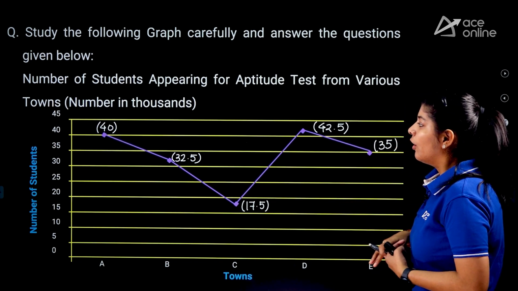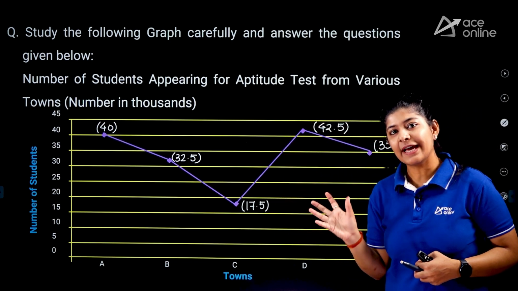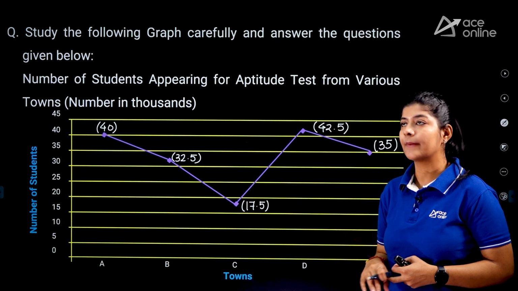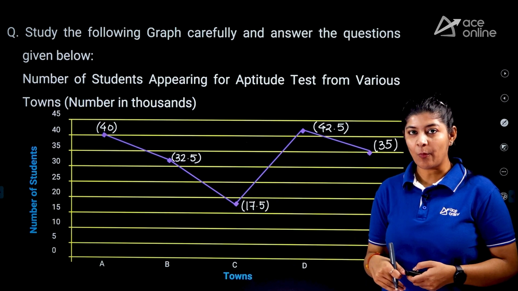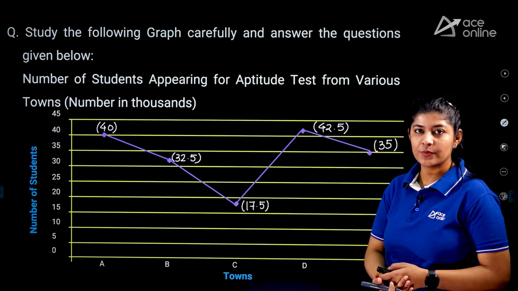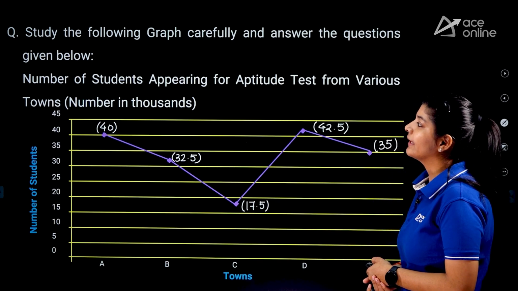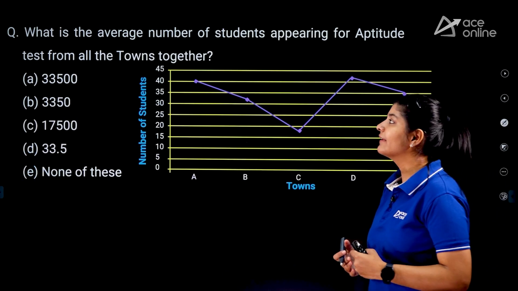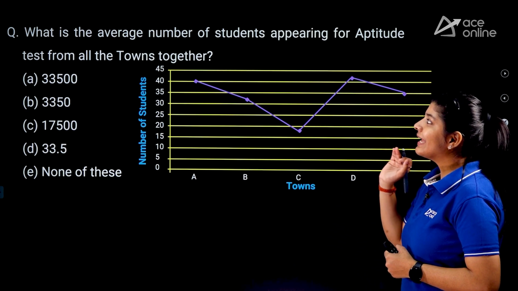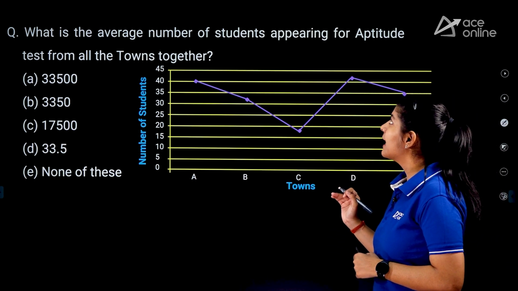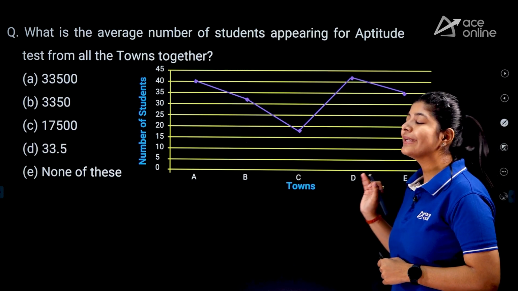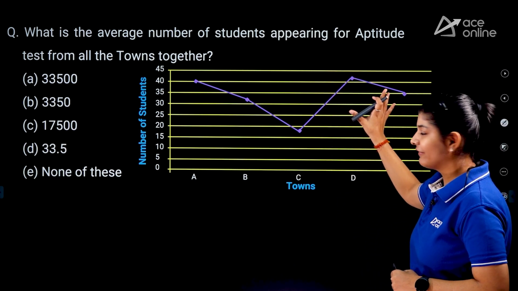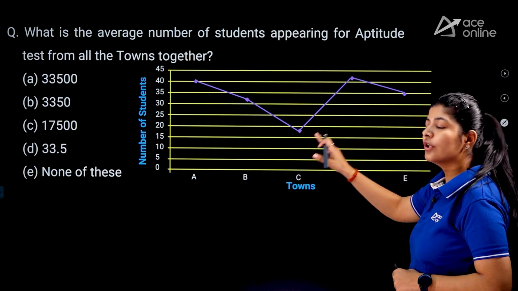Now on the basis of this particular graph, we are having a few problems and we have to solve all of them, right? Okay. So let's start one by one and let's see what type of questions we are having and how we are going to deal with that. So the very first question is, what is the average number of students appearing for aptitude test from all the towns together? So here you are also having your graph again. You know all the values.